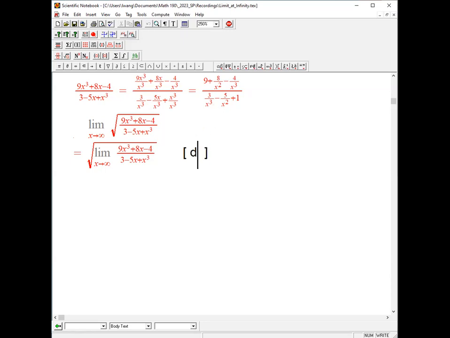The domain of the root function is x greater than or equal to 0. So the limit we're coming up with must be greater than or equal to 0. Okay, so now we can apply the limit law.